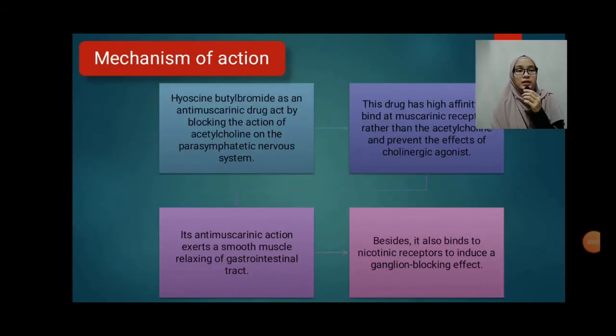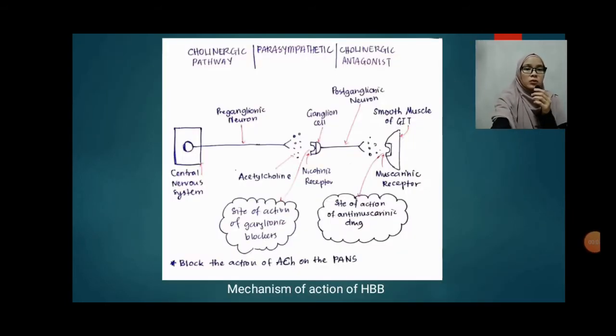Next, we go to the mechanism of action of HBB. We take a look at this picture. This picture is about the parasympathetic pathway or cholinergic pathway. As we know, the cholinergic pathway involves acetylcholine as the neurotransmitter, and we have the nicotinic receptor, the muscarinic receptor, the ganglion and the neuron.